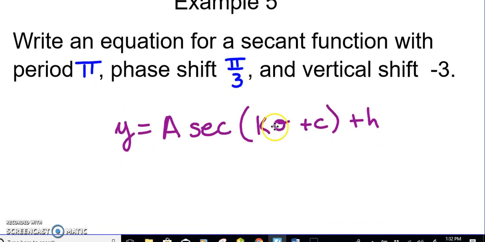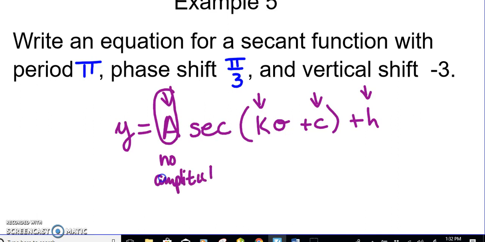Here we need to see if there's an A. Remember, with secant, 9 times out of 10 there won't be an A. We need to find a K, a C, and an H. For this problem we won't need to find A at all because there's no amplitude. The question doesn't give you any amplitude, so we need to find K, C, and H.